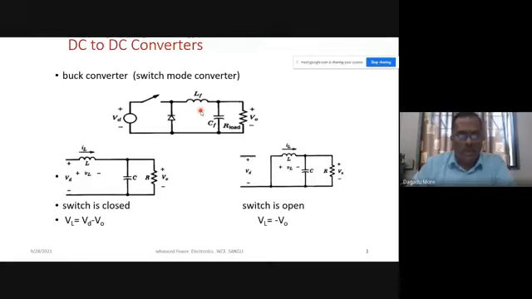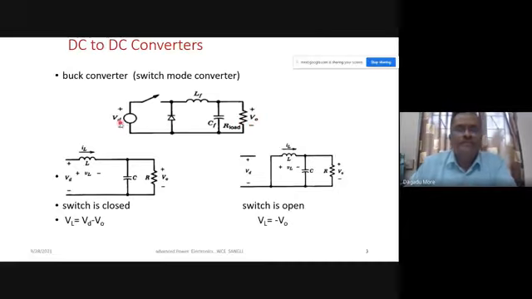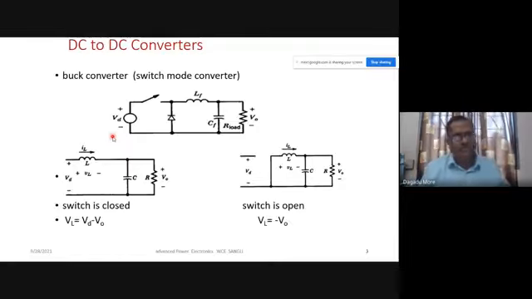Now here we want to find the relationship between the output voltage, represented as VO, and the input voltage, represented as VD. What basis can we use to find the voltage relationship in the case of DC to DC converters?